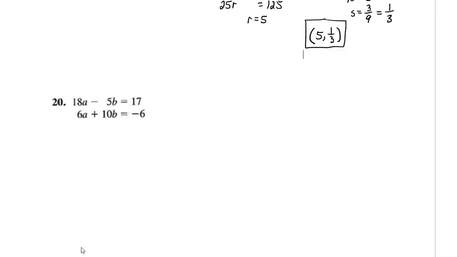And finally, number 20. We do not have opposite terms. Can we make opposite terms? Now, if you want to make the A terms be opposites, we could leave 18a in the first equation if we can create negative 18a in the second equation. The other option is to make the B terms be opposites. We could leave 10b in the second equation if we make negative 10b in the first equation. Either is fine. I'm choosing to multiply the first equation by 2.